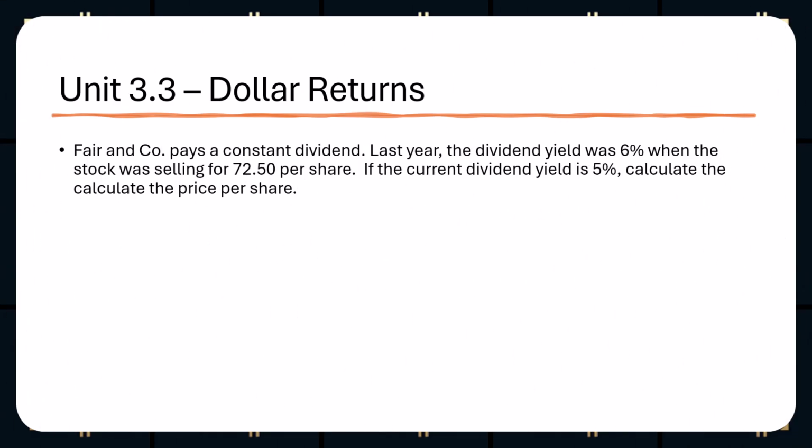Fair & Co. pays a constant dividend. Last year, the dividend yield was 6% when the stock was selling at $72.50 per share. If the current dividend yield is 5%, calculate the price per share on the stock.